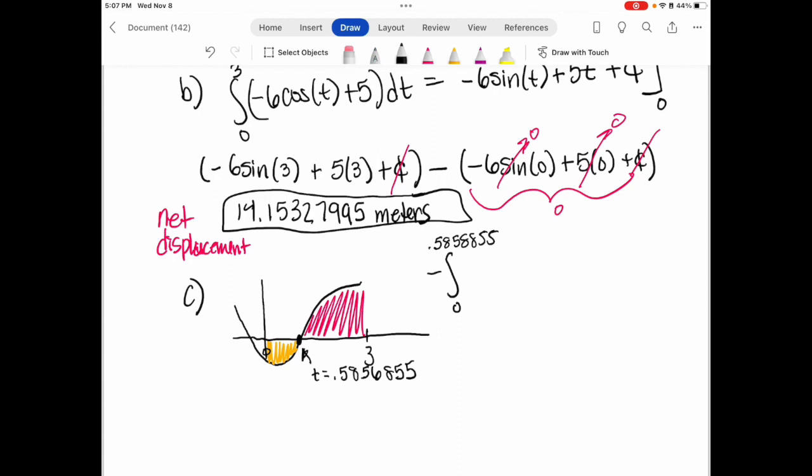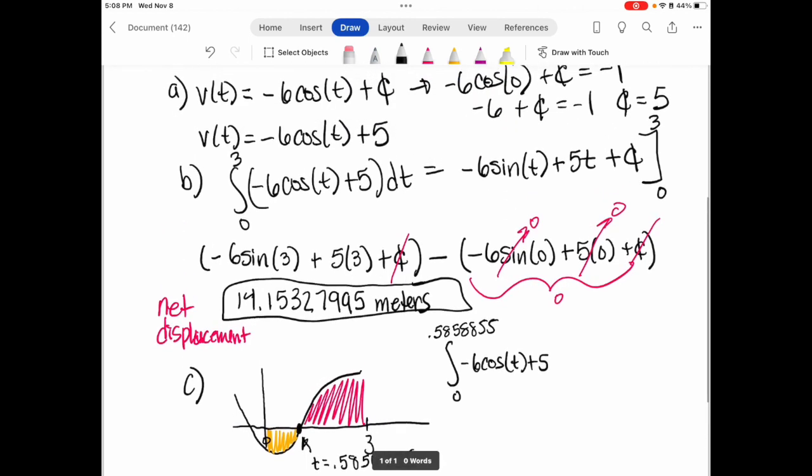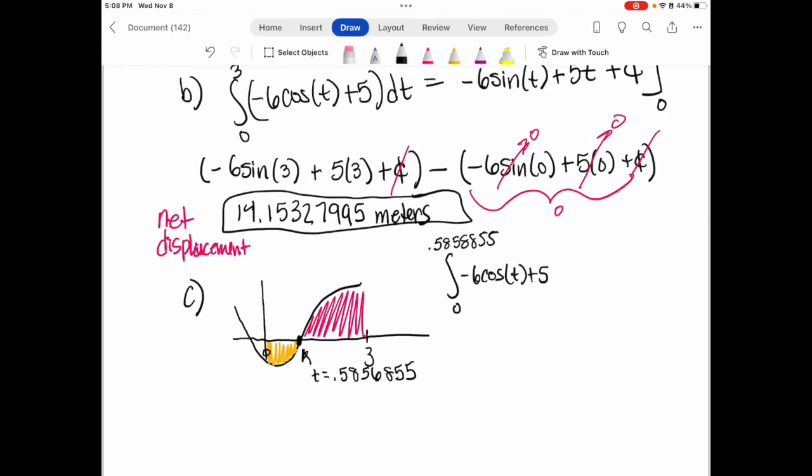And because the yellow area is below, I want to negate that, because I know if I do the yellow area, that's going to be negative. Or you can just figure out what that area is, and when it comes out negative, you just make it positive, whichever way you choose to do it. So let's do it that way. I'm going to take our function, -6 cosine of t plus 5. This is our velocity function. When we integrate it, we get our displacement function.